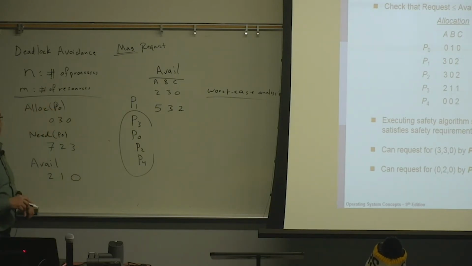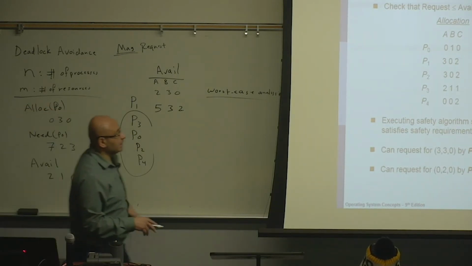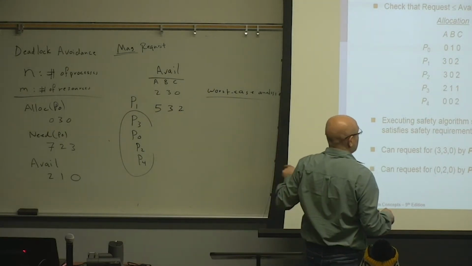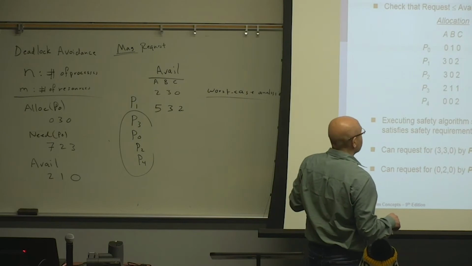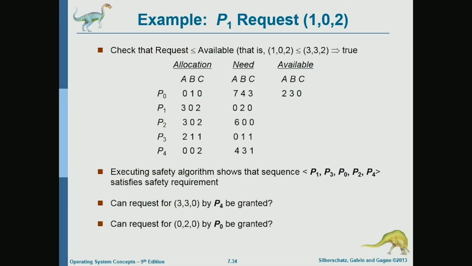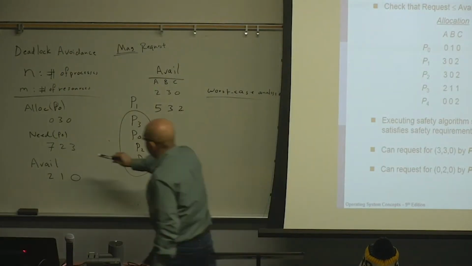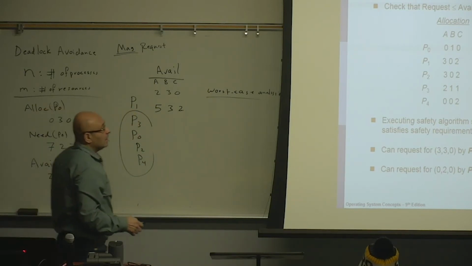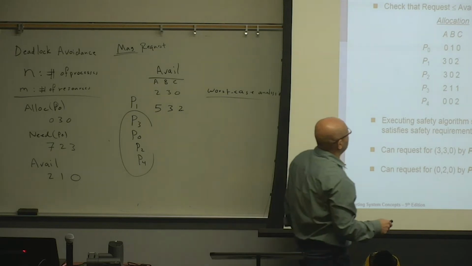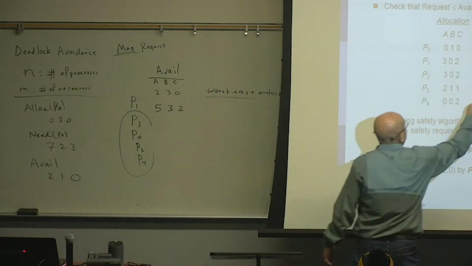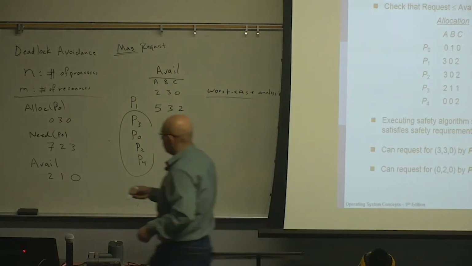With 210, now we scan the processes to see if we can satisfy the needs of any of them. So with 210, can we satisfy the needs of P0? It's not 743, it's 723, but it's not going to make a difference. We cannot satisfy it with 210. Can we satisfy the needs of P1? No, because it needs 2 instances of B and we only have 1. So this is our available.